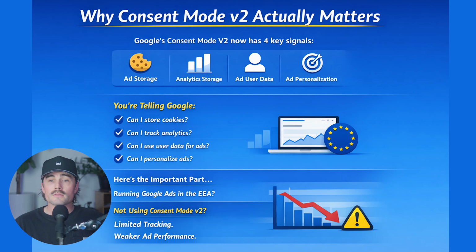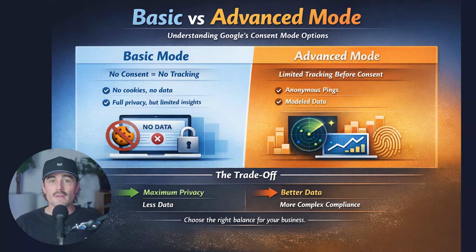And here's the important part. If you're running Google Ads, especially with remarketing or conversion tracking, and you have users in regions like the EEA, Google expects you to be using these signals. If you're not, your tracking can become limited and your ad performance can take a hit because Google has less data to work with.